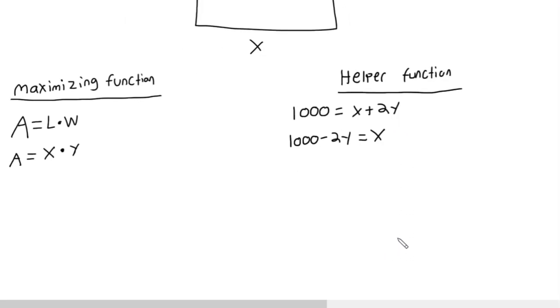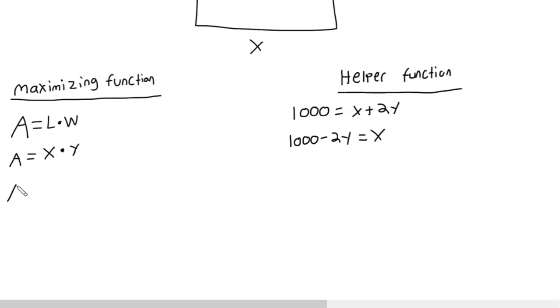So that's really the job of the helper function. You use it to basically just get one variable in terms of another. So x is now the same thing as 1000 minus 2y. All I did was subtract 2y from both sides.